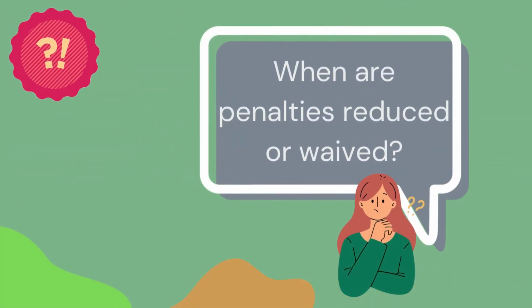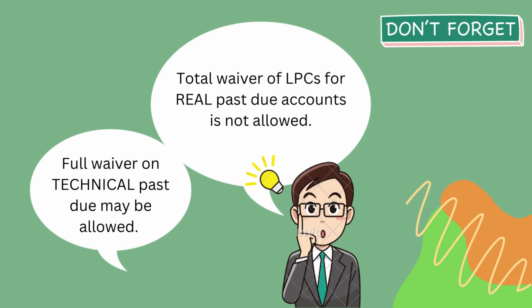When are penalties reduced or waived? LPCs and penalties are reduced or waived based on its classification as technical or real past due. With the exception of items in litigation, total waiver of LPCs for real past due accounts will not be allowed. It can only be reduced based on the client's circumstances. However, for technical past due accounts, full waiver of penalty charges is given.